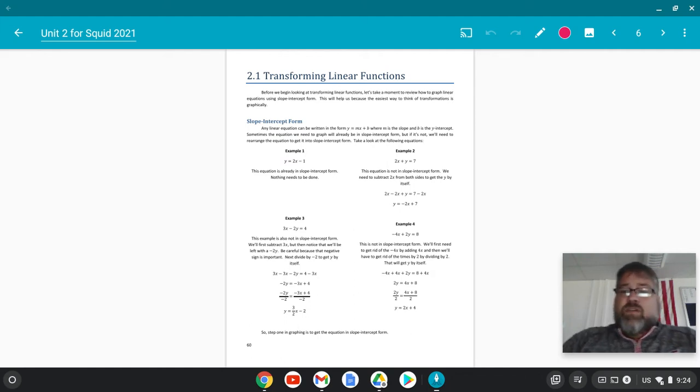All right, today we're going to be talking about section 2.1. The whole section is called Transforming Linear Functions. Although we are going to get into transformations a little bit in this unit, we're not going to do that today. So today we're just going to be talking about graphing linear functions. So let's go to work.